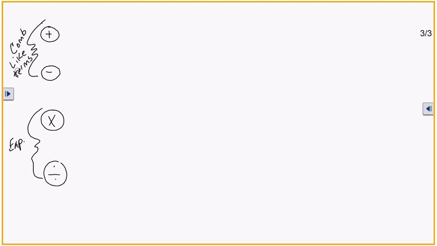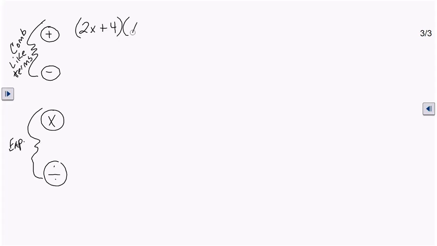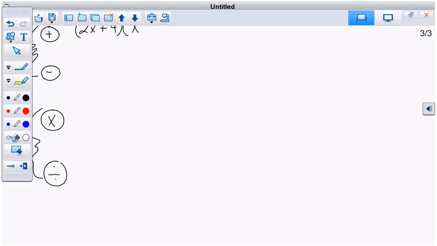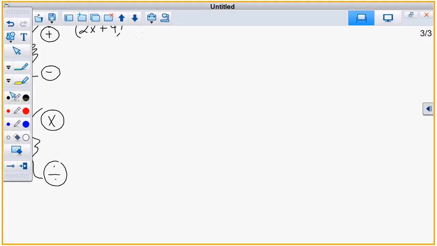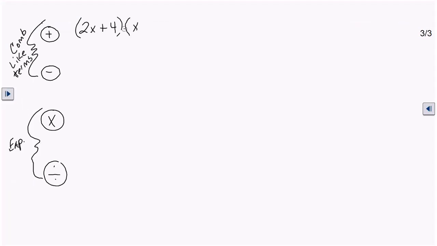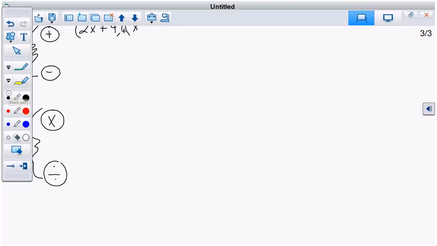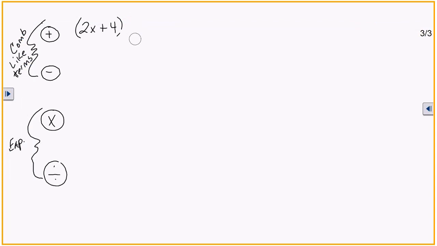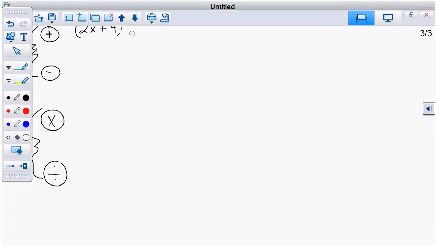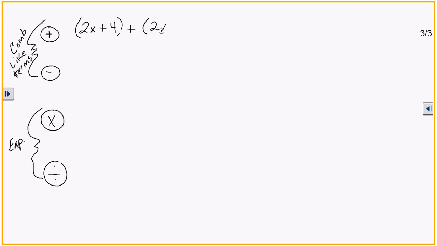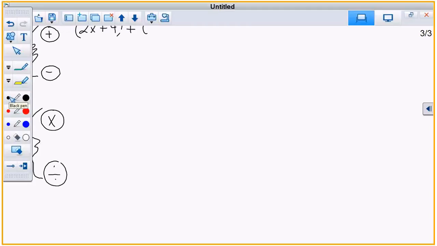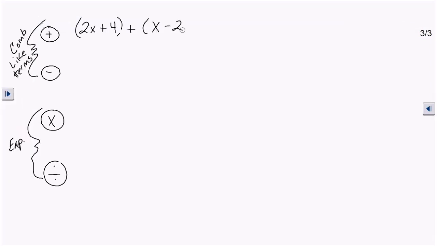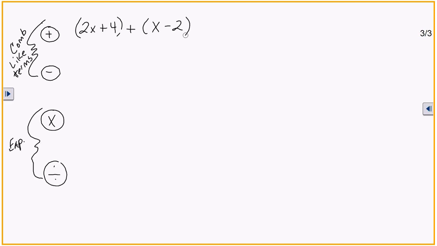All right, so I'm going to take 2x plus 4, and I'm going to add that to x plus 2x, 1x, minus 2. Oh, I'm not going to multiply, Hubert. I'm going to add that to x. I don't know why I want to multiply everything. I'm not wanting to multiply that. It's the second time I'm writing it.